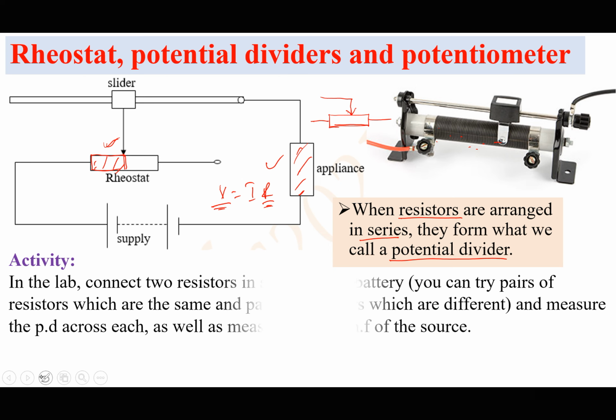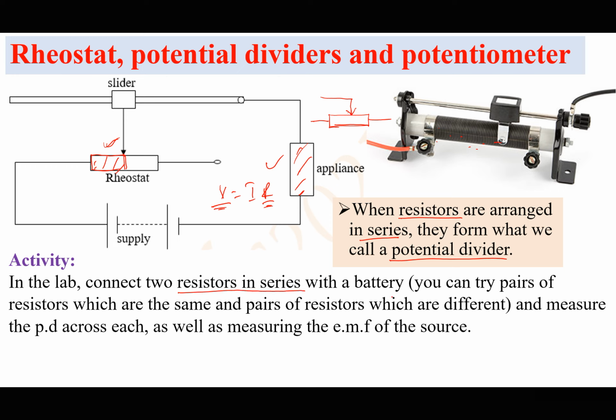In your laboratory, you can try to carry out this experiment. In the laboratory, connect two resistors in series with a battery. You can try pairs of resistors which are the same, and pairs of resistors which are different. So you can choose two resistors each of 5 ohms. Then you can choose a 5 ohm resistor and maybe a 6 ohm resistor, and then compare the results.